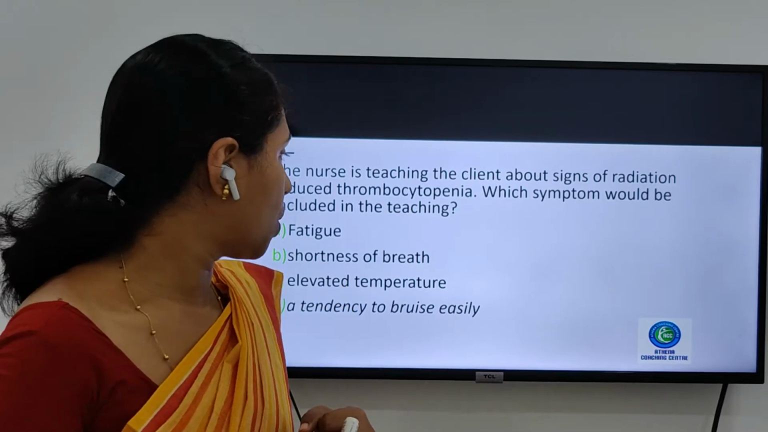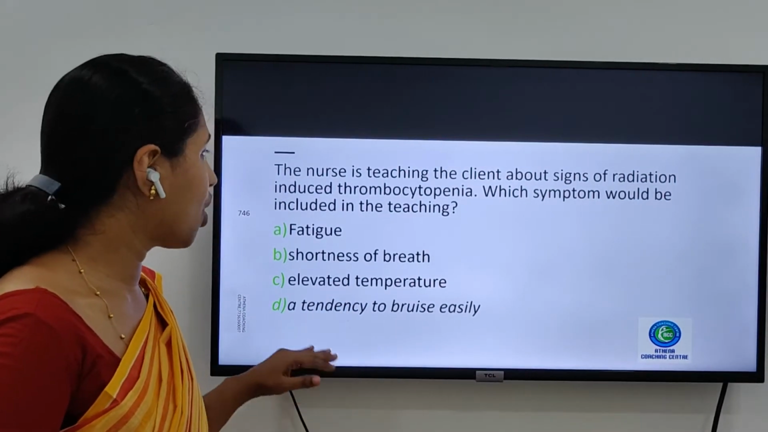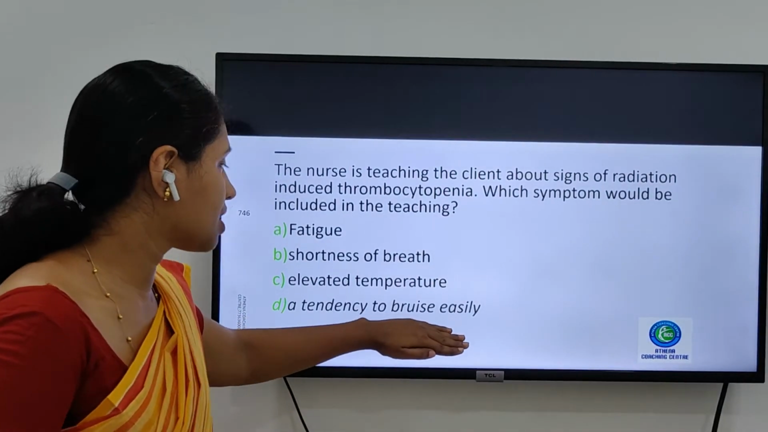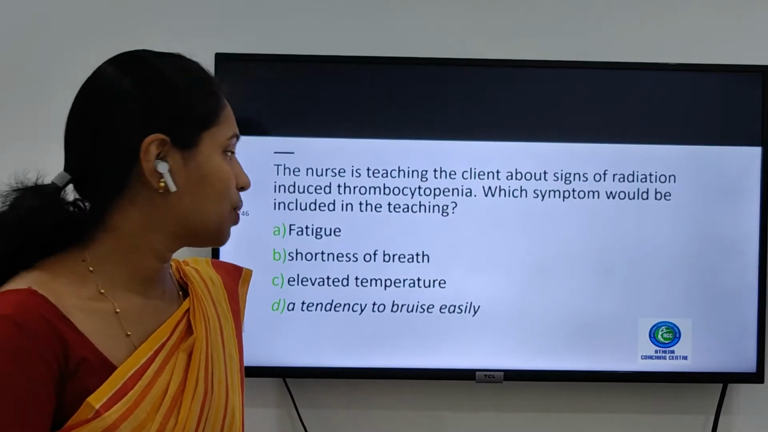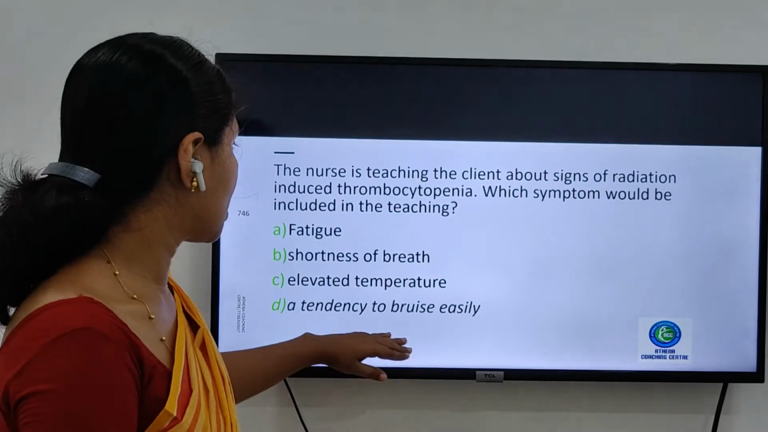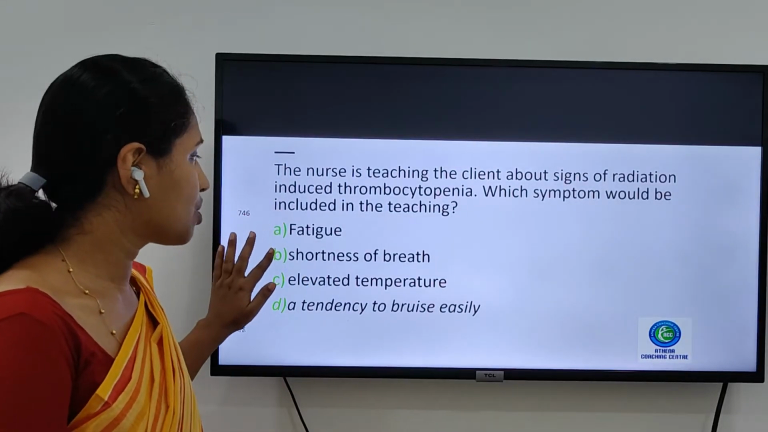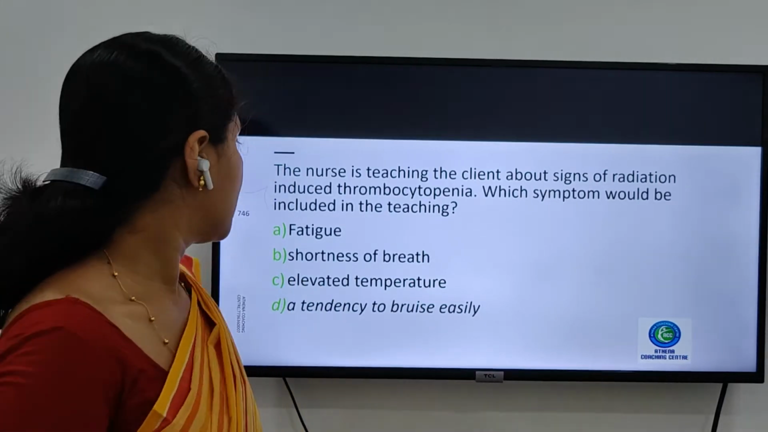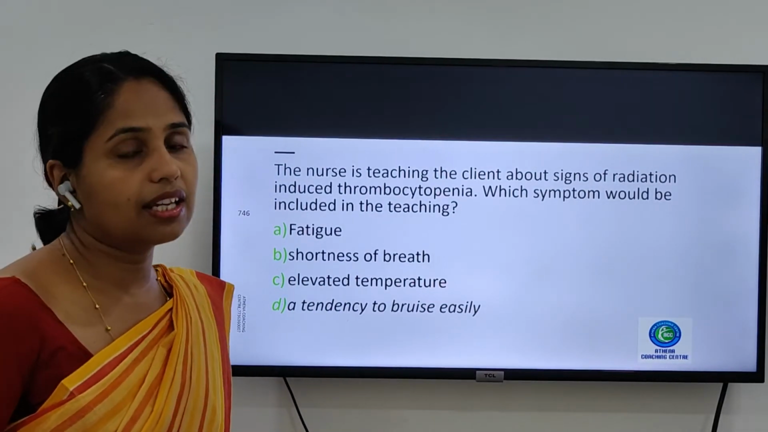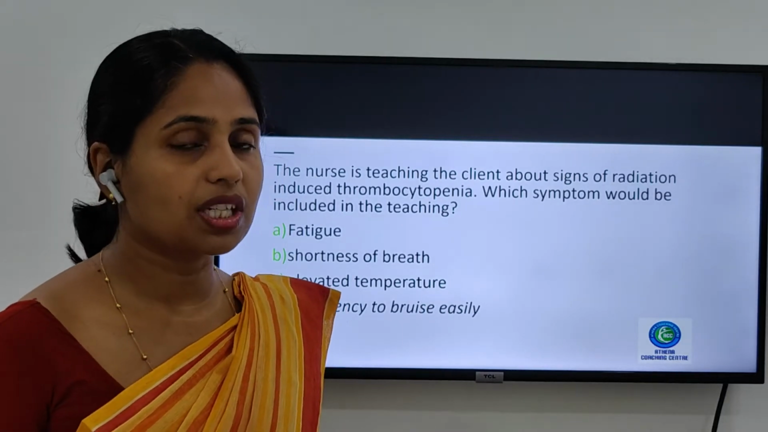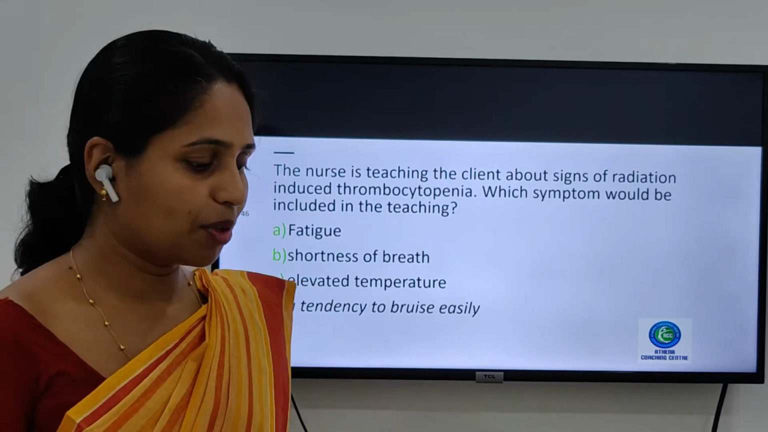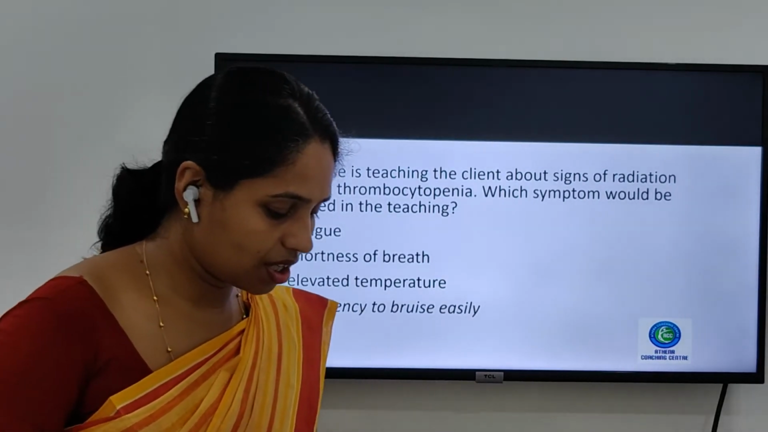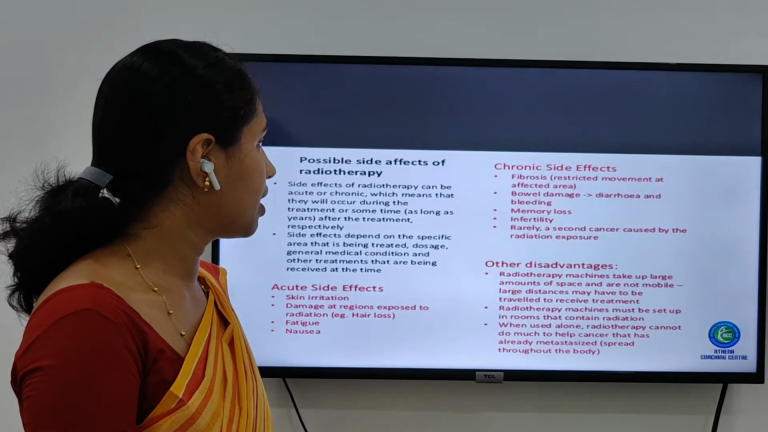Clear? Okay. So what is the sign of thrombocytopenia? Thrombocytopenia causes a tendency to bruise easily. So this is the answer. Fatigue, shortness of breath: the first two are signs of anemia. The second sign is included in infection, so it is indicating decreased WBC. Fine. Okay, so please mention the side effects of radiation therapy.